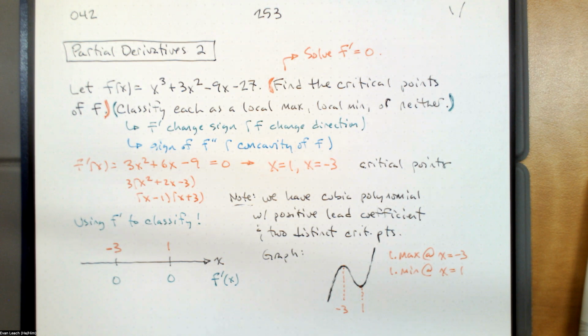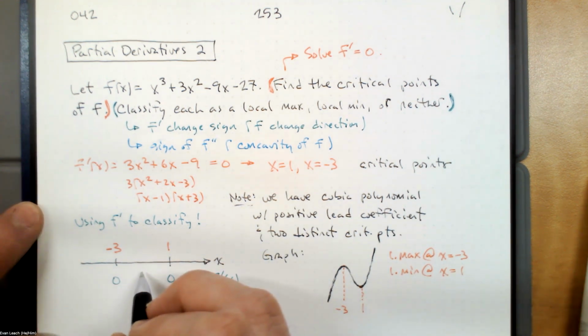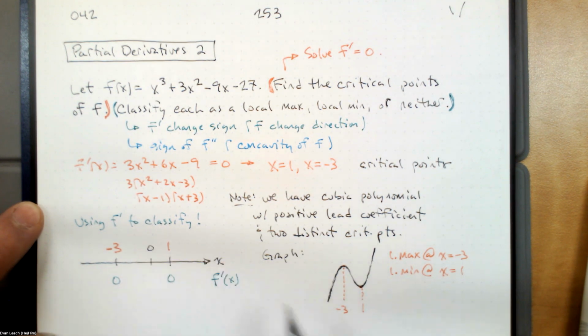So using the first derivative to classify critical points means looking at the sign of the derivative in all those intervals. So if I pick something in here, say 0, I can just check f prime of 0.